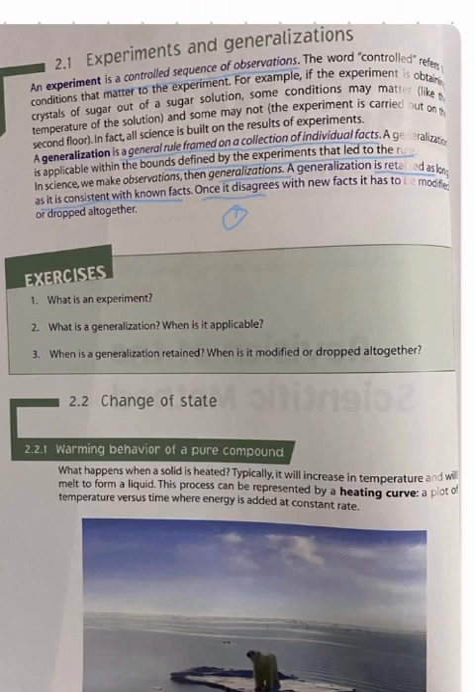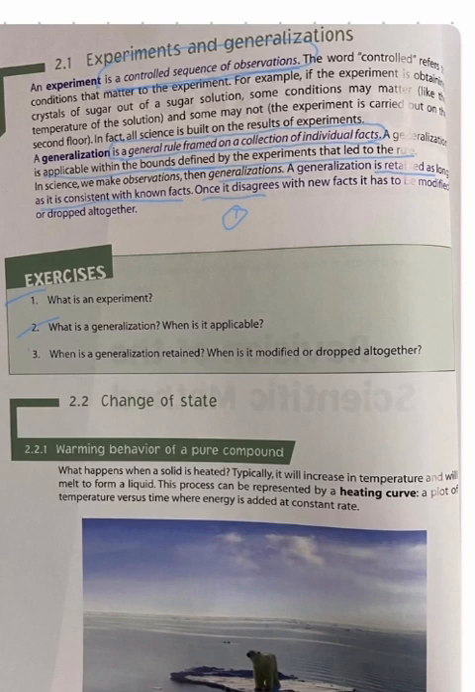So exercise number 1, what is an experiment, or define experiment? An experiment is a controlled sequence of observations. Question number 2, what is a generalization? Define it. A generalization is a general rule framed on a collection of individual facts. When is it applicable? A generalization is applicable within the bounds that are defined by the experiments that lead to the rule.